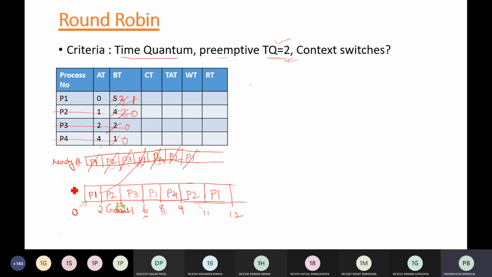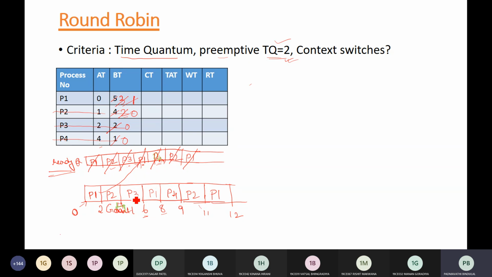Yes, ma'am. Okay, always maintain a ready queue. Without a ready queue, it will be tough for you to do the round robin. After a certain time, like after all the processes are in the ready queue, then it will be quite easy for you. Okay, but initially maintain a ready queue. Okay, now let's calculate all the other parameters as usual.